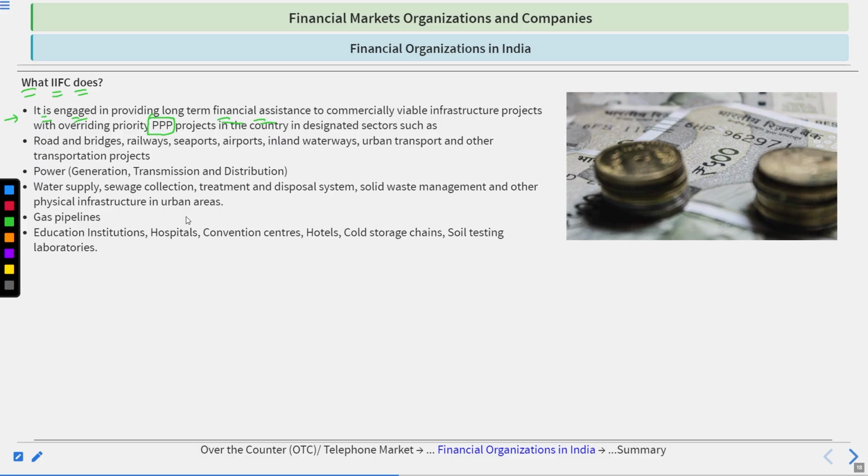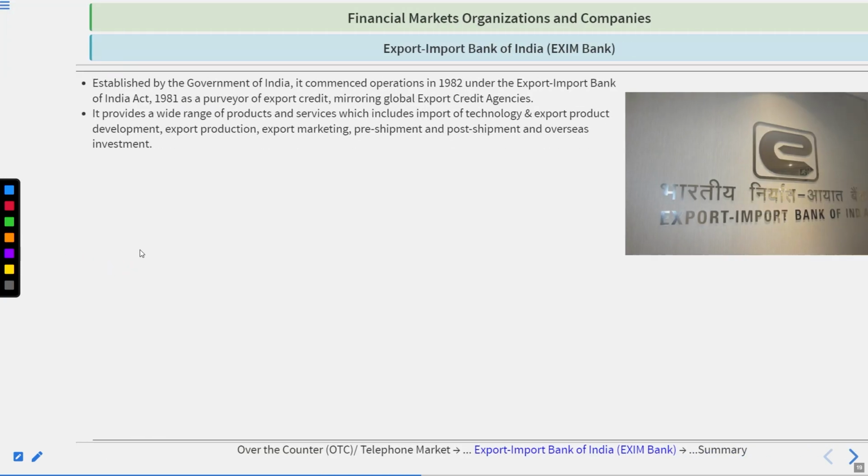in some designated sectors such as roads and bridges, railways, seaports, airports, inland waterways, urban transport, and other transportation projects. In power generation, transmission, distribution, water supply, sewage collection, treatment, disposal system, solid waste management, other physical infrastructure in urban areas, gas pipeline, educational institutions, hospitals, convention centers, hotels, cold storage chains, soil testing laboratories, and so on.